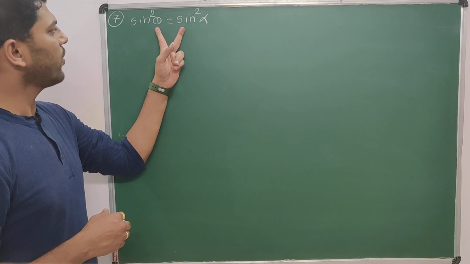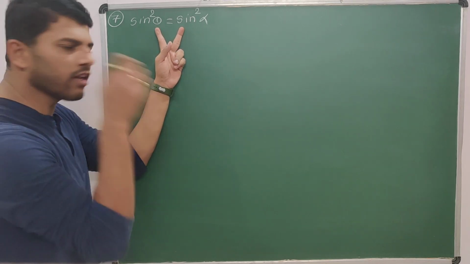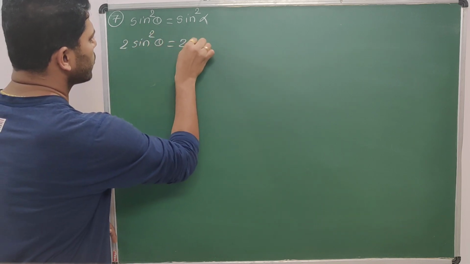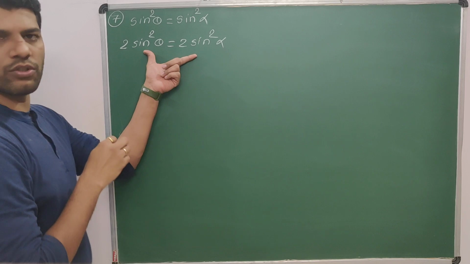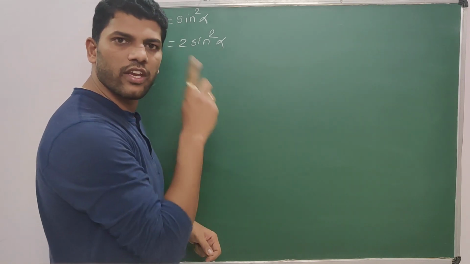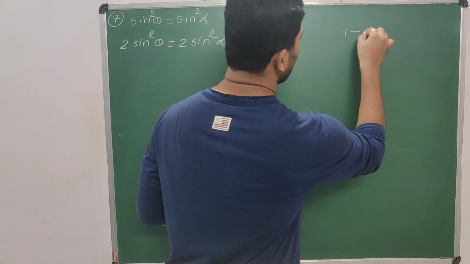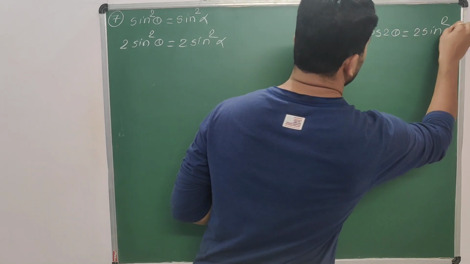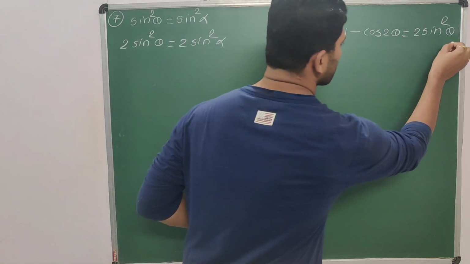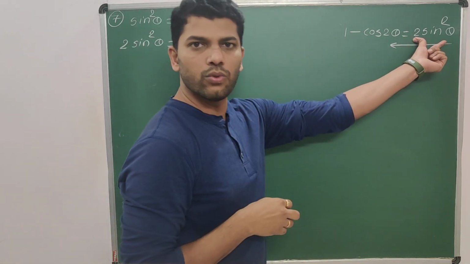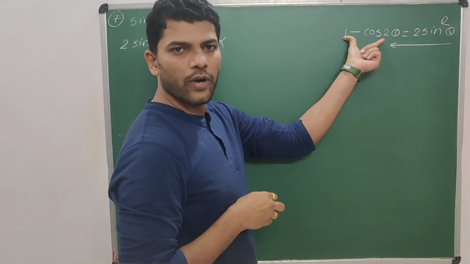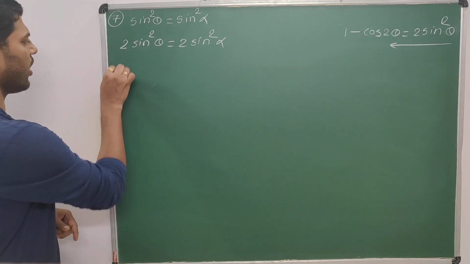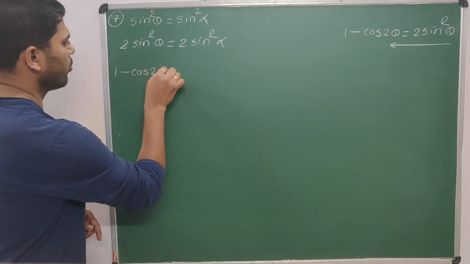So for sin square theta equal to sin square alpha, I am making one small arrangement. I am multiplying both the sides by 2. So it's 2 sin square theta equal to 2 sin square alpha, and we have a very important formula in trigonometry. 1 minus cos 2 theta is 2 sin square theta. Just read this formula in reverse order. So we can replace 2 sin square theta as 1 minus cos 2 theta.